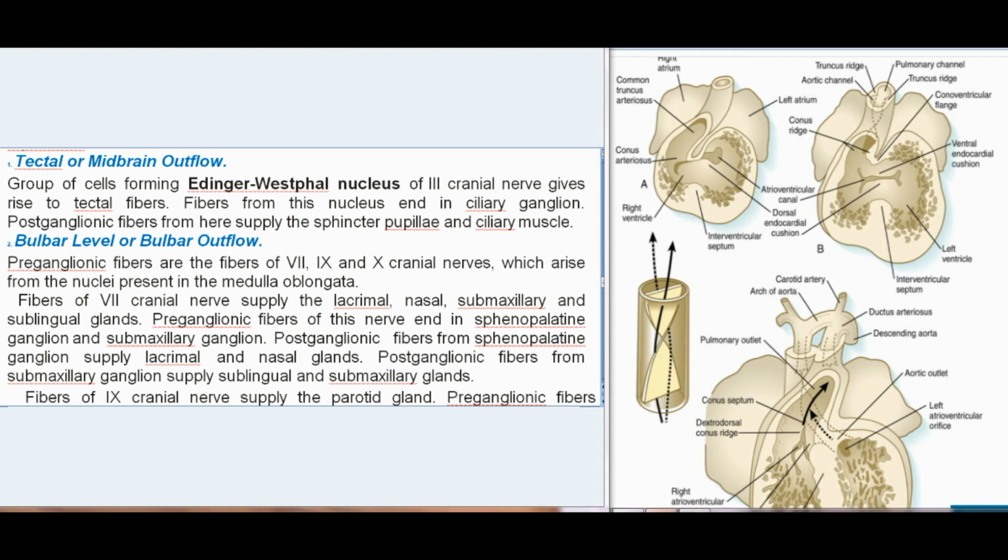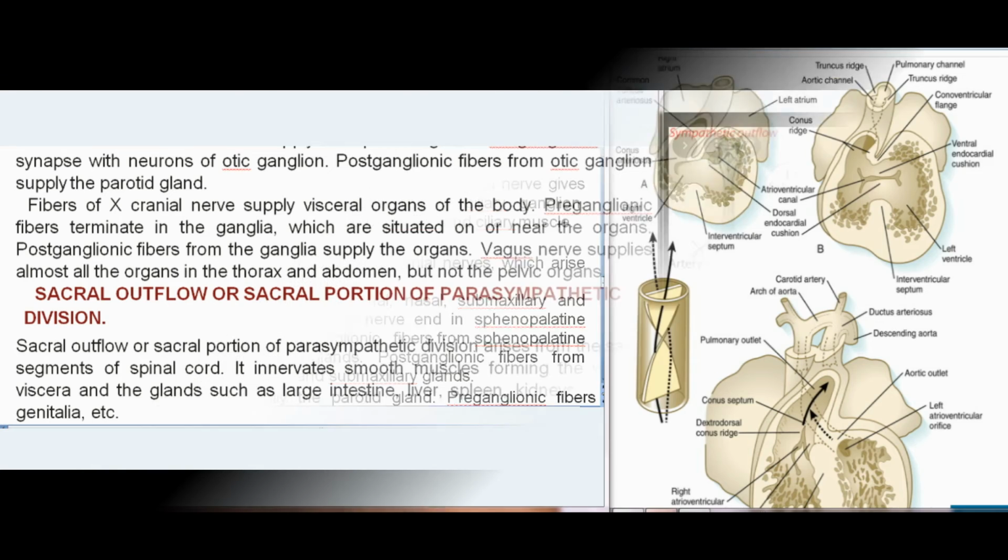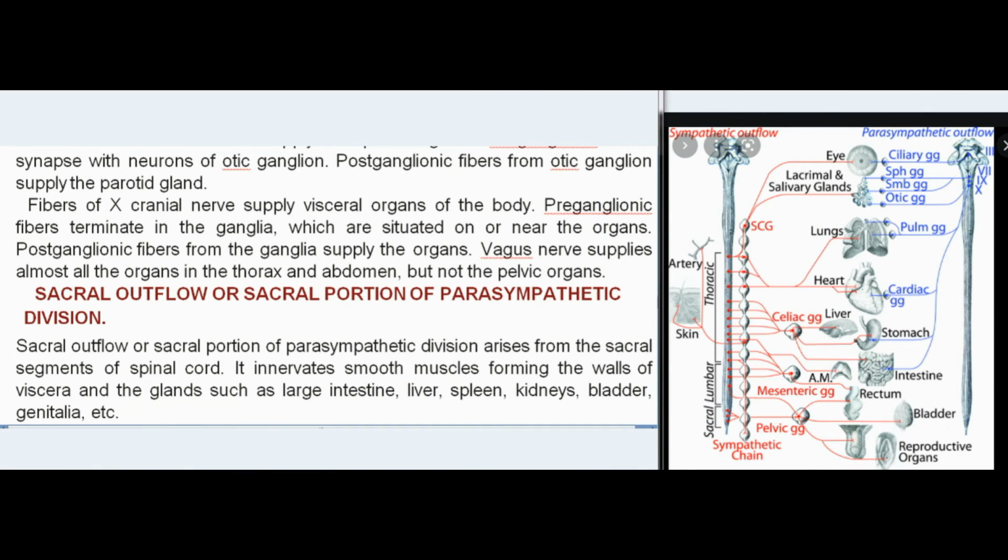Fibers of the 9th cranial nerve supply the parotid gland. Preganglionic fibers synapse with neurons of the otic ganglion. Postganglionic fibers from the otic ganglion supply the parotid gland. Fibers of the 10th cranial nerve supply visceral organs of the body. Preganglionic fibers terminate in the ganglia, which are situated on or near the organs. Postganglionic fibers from the ganglia supply the organs. The vagus nerve supplies almost all the organs in the thorax and abdomen, but not the pelvic organs.